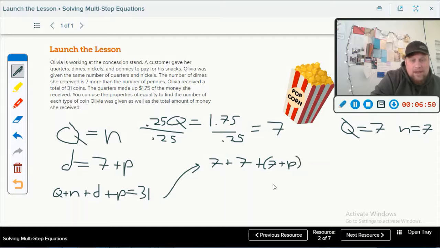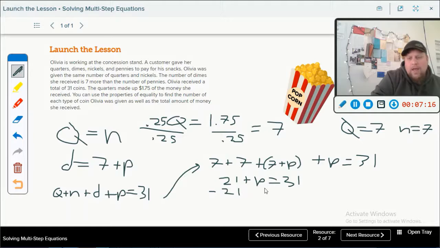Okay, let's add up what we know. First of all, are these parentheses even necessary? No, a plus doesn't change anything. So I'm going to have 7 plus 7 plus 7 is 21 coins plus my number of pennies should equal 31. Now, you could probably math this out in your head, but let's go ahead and do it. The opposite of positive 21 is minus 21. And what I do to one side, I do to the other. So what do I get? That crosses out. I'm left with the number of pennies equals 10.